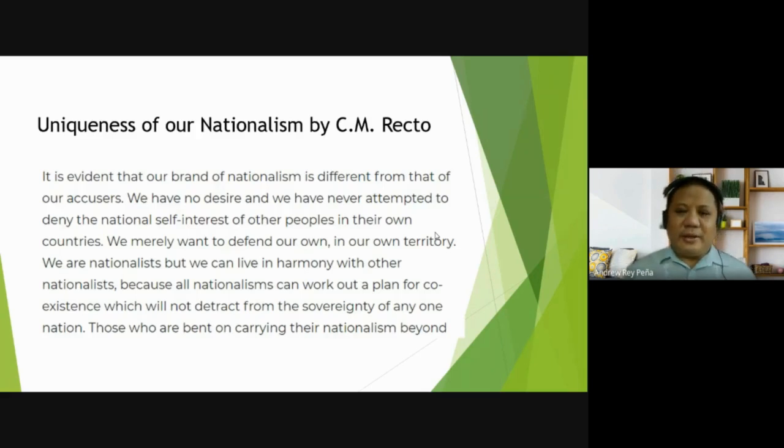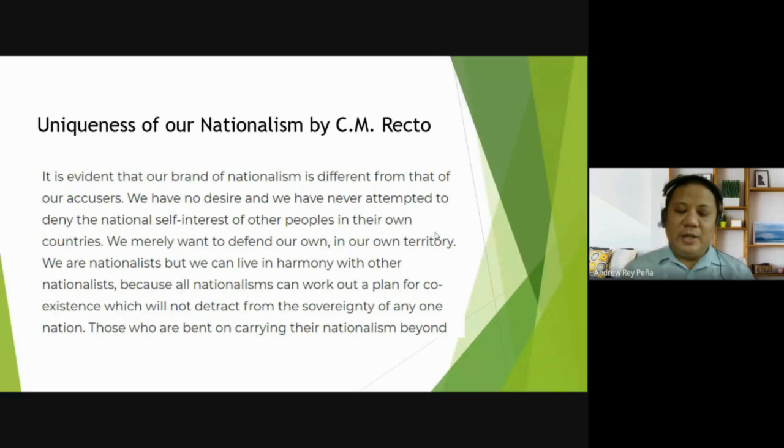Okay, here's an explanation of the uniqueness of our nationalism by Claro M. Recto. It is evident that our brand of nationalism is different from that of our accusers. We have no desire and we have never attempted to deny the national self-interest of others in their own countries. We merely want to defend our own, in our own territory. We are nationalists, but we can live in harmony with other nationalists, because all nationalisms can work out a plan for coexistence which will not detract from the sovereignty of any one nation.